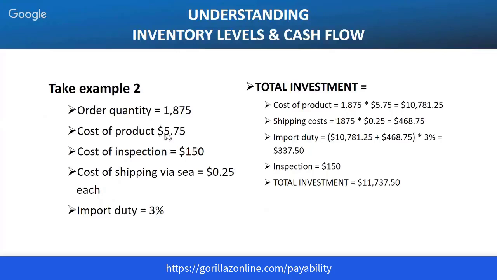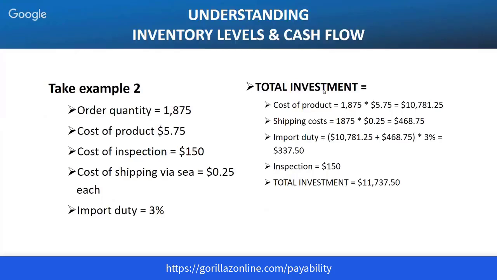Product cost, again, $5.75. Cost of inspection, again, we're saying $150. Cost of shipping this time has come right down. Okay, previously we were over $1. Now we're at 0.25 or 25 cents per unit. Okay, but we've got our import duty to pay at 3%. That's, again, the assumption. It will vary depending on what product you're bringing in.